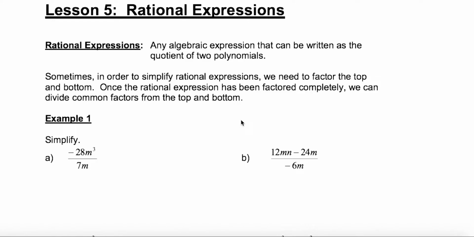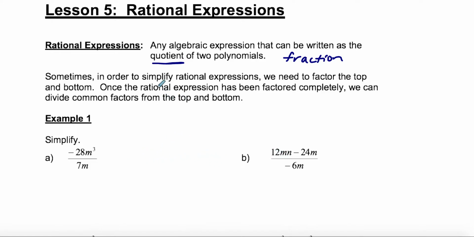Lesson 5 is on rational expressions. Rational expressions are any algebraic expression that can be written as the quotient of two polynomials. So it sounds confusing, but the word quotient just means a fraction. And that fraction has polynomials in the numerator and the denominator. So we're looking at terms with variable parts and coefficients.